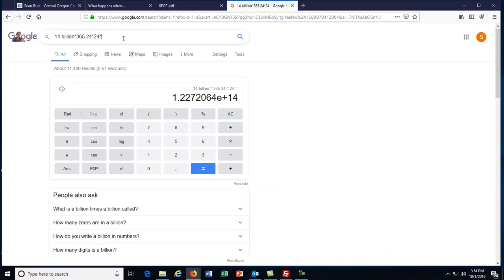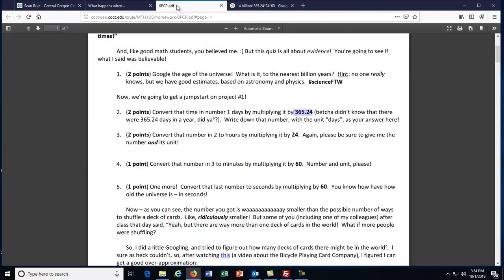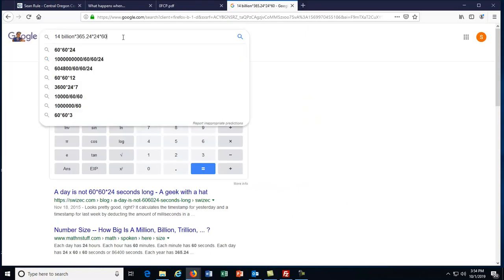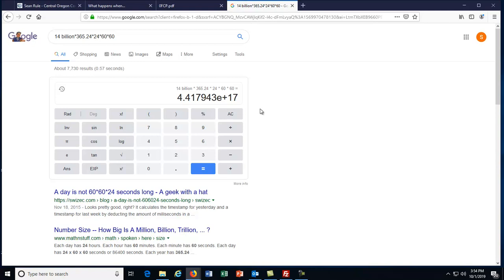So multiplying by 60. Okay. So now we're up to quadrillions now. So the 15th is quadrillion, so 7 quadrillion minutes. And then once more multiplication by 60 to get us into seconds. Times 60 into seconds. Okay, so now we are at hundreds of quadrillions of seconds.